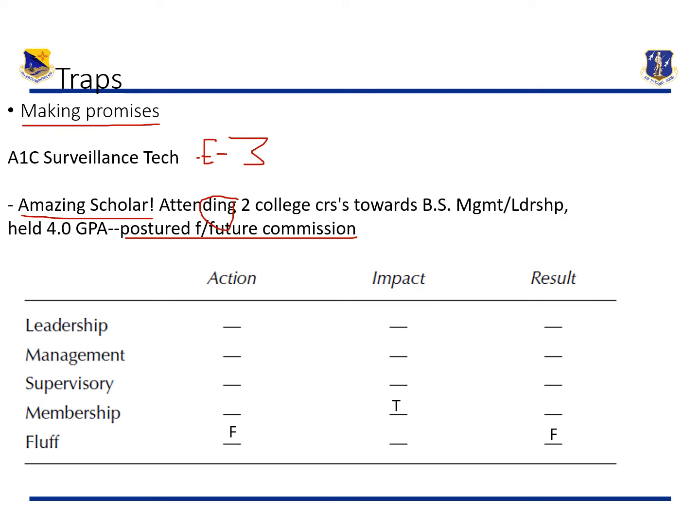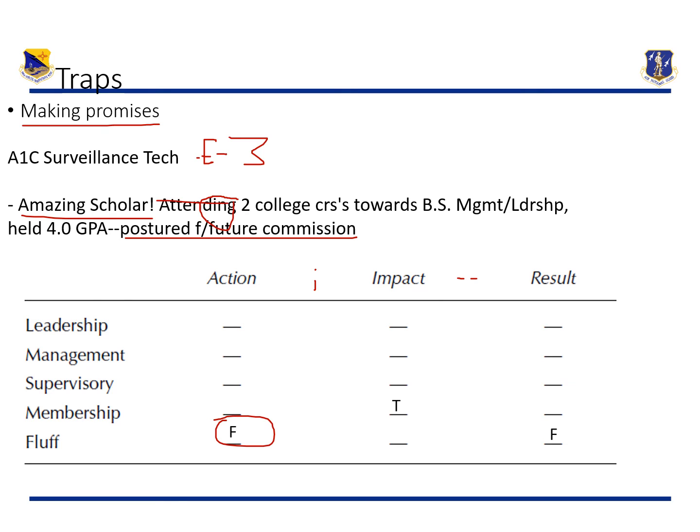This bullet doesn't really conform to the action impact result technique that we've discussed. It uses a different technique that I like to call the attention grabber: what is he, or what did he do, and then how did he do it. It's usually used to grab the reader's attention, but in this case, it's really not being used effectively. If we look at the action part of this bullet, which is just called Amazing Scholar, it falls definitely flat in the fluff category.